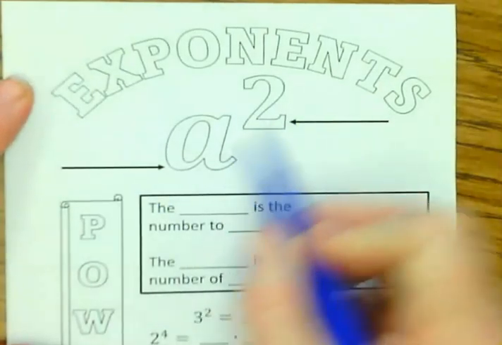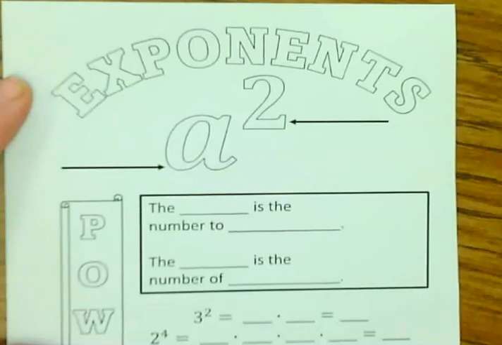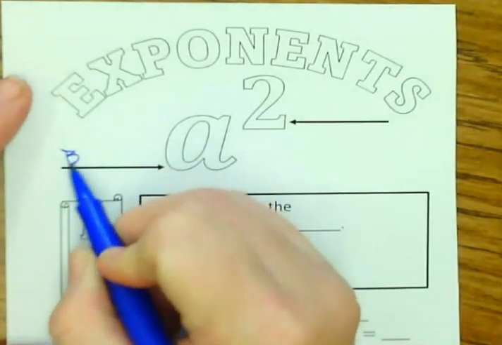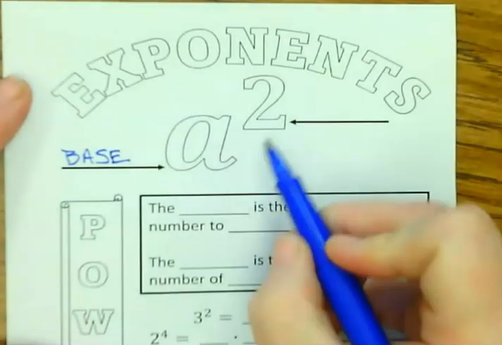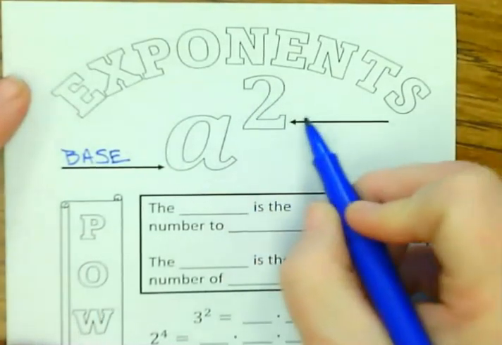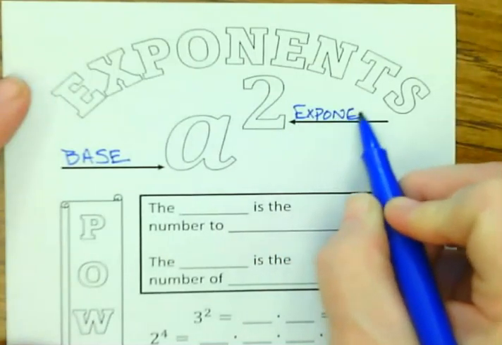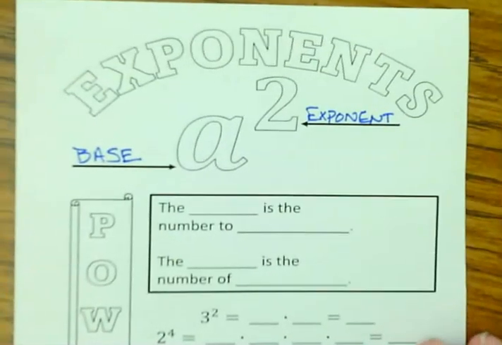There are two parts when you have an exponent. We're using an a because it's a variable. You can use any number. That's why we're just using a variable. But the number that's here, this is called a base. Okay? And that number up here, this is our exponent. All right? This is what you need to remember whenever you're doing work with exponents.